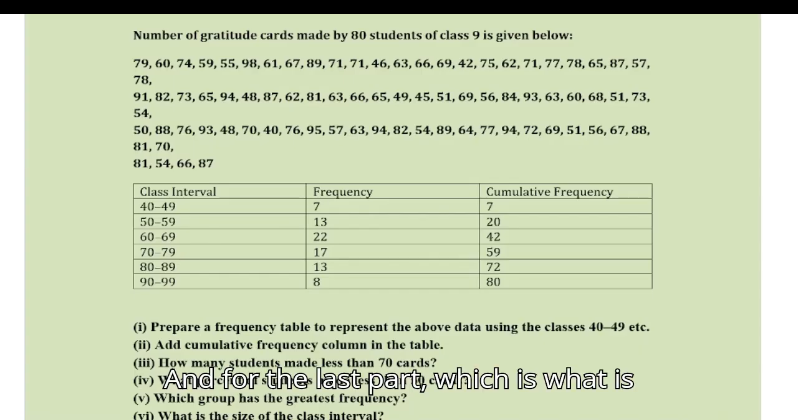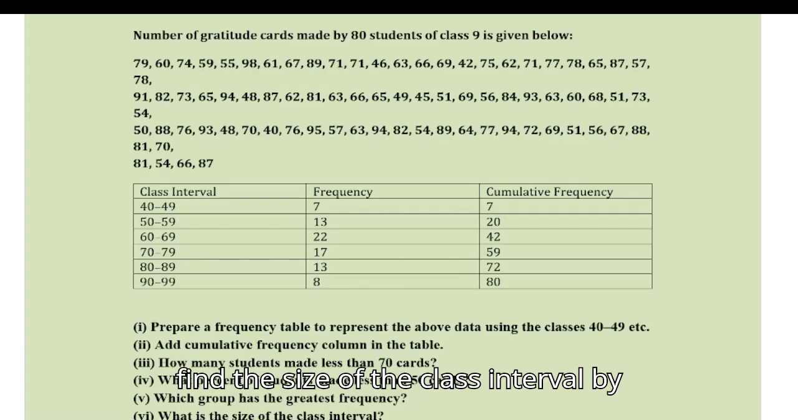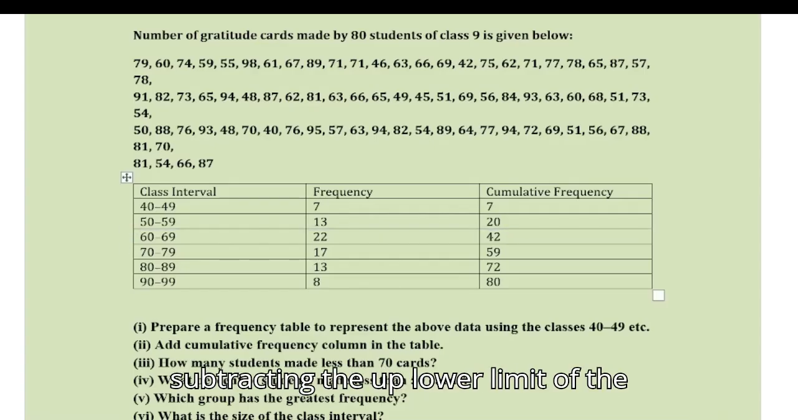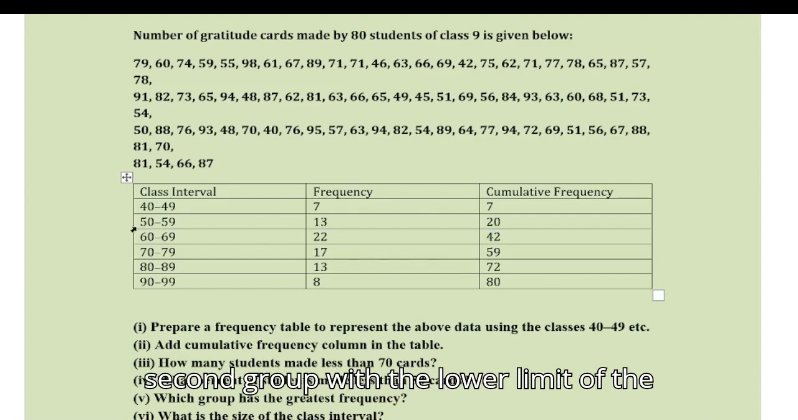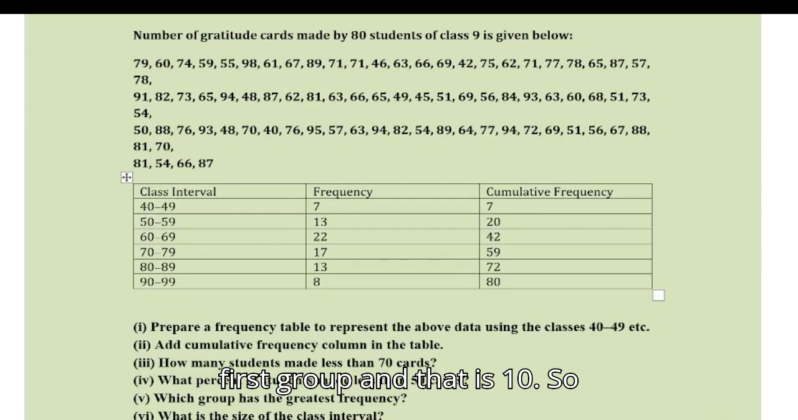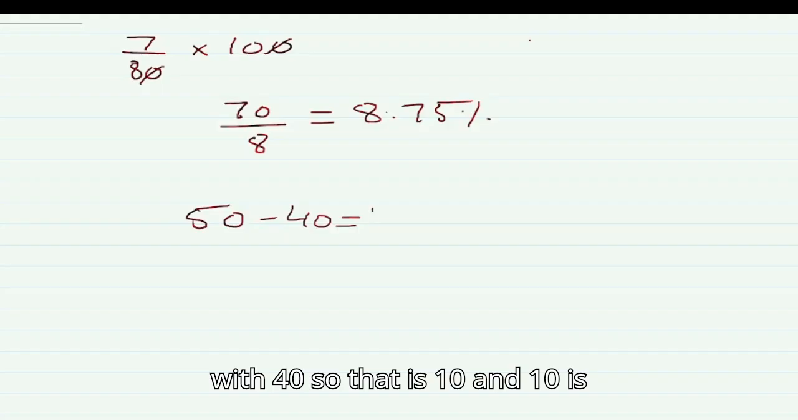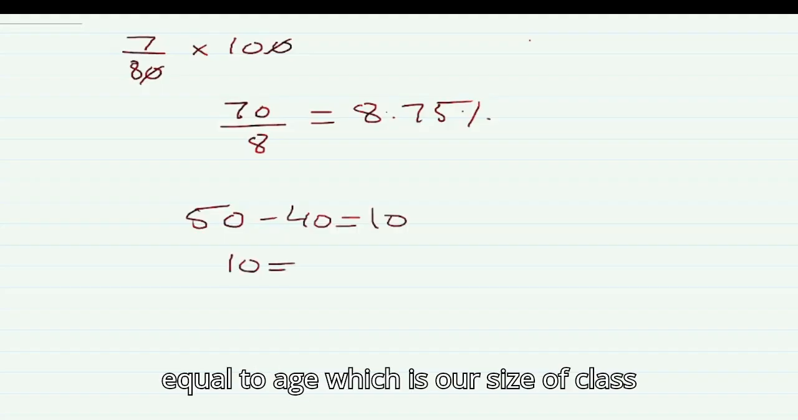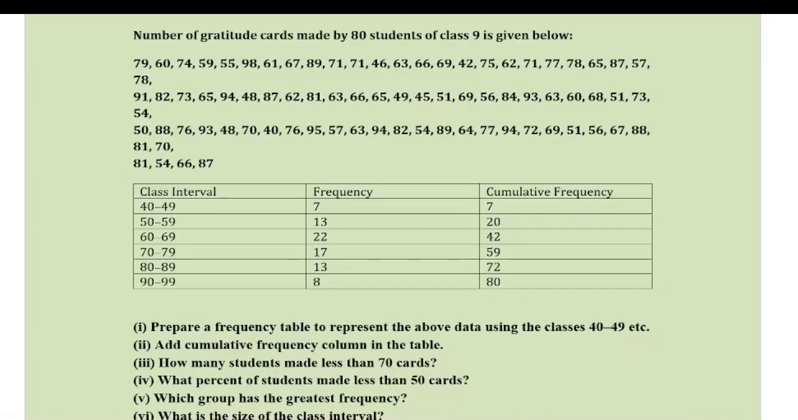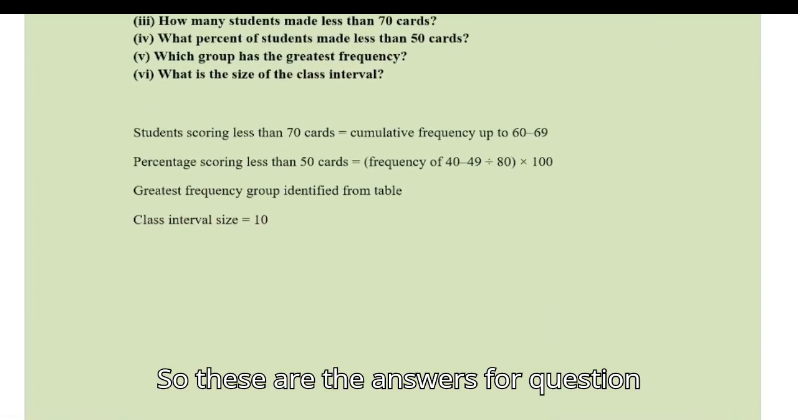And for the last part, which is what is the size of the class interval, we can find the size of the class interval by subtracting the lower limit of the first group from the lower limit of the second group, and that is 10. So we can write 50 subtracted by 40, so that is 10, and 10 is equal to h, which is our size of class interval. So these are the answers for question number 2.